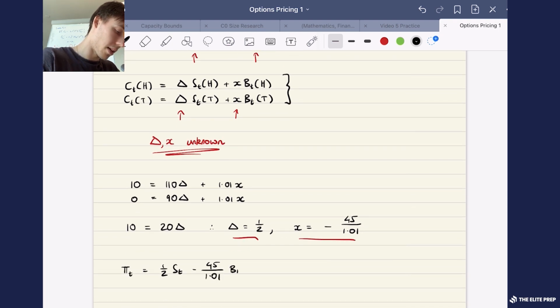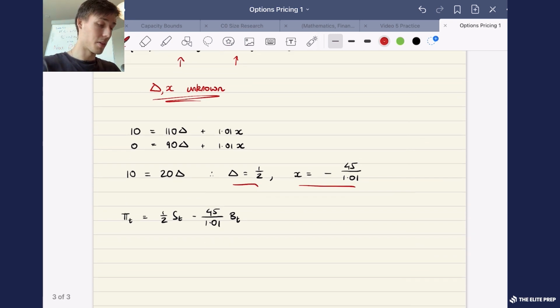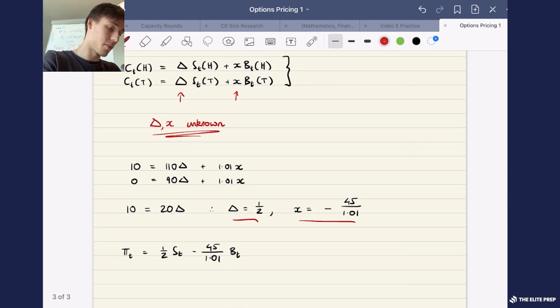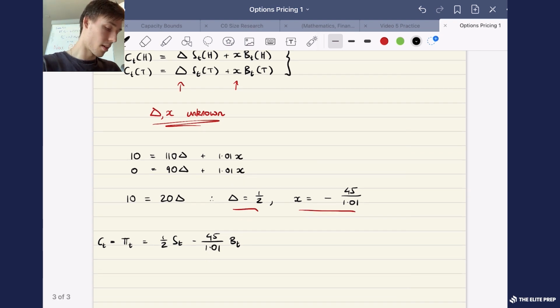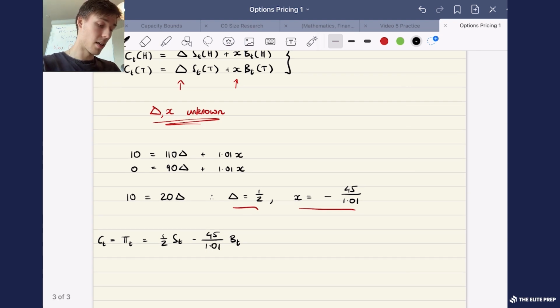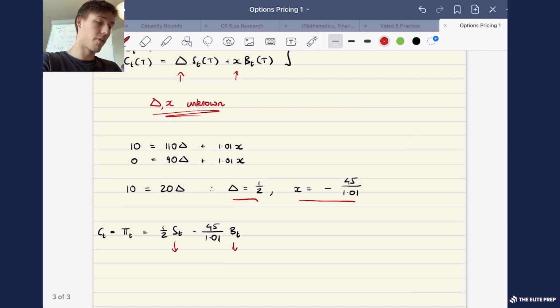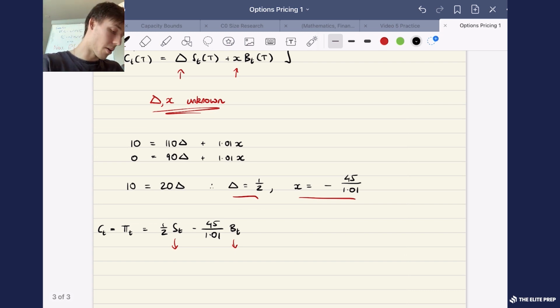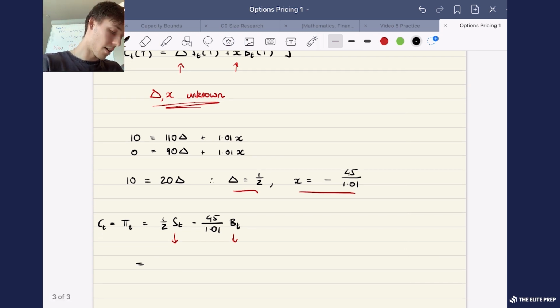times BT. However, and this is the key now, because we've said that the call option is equal to the portfolio, and the portfolio is equal to this, but we know exactly how ST and BT evolve. If we have B0 right now, we have BT in the future. If we have S0 right now, we have ST in the future. So this portfolio today would be worth a half S0.